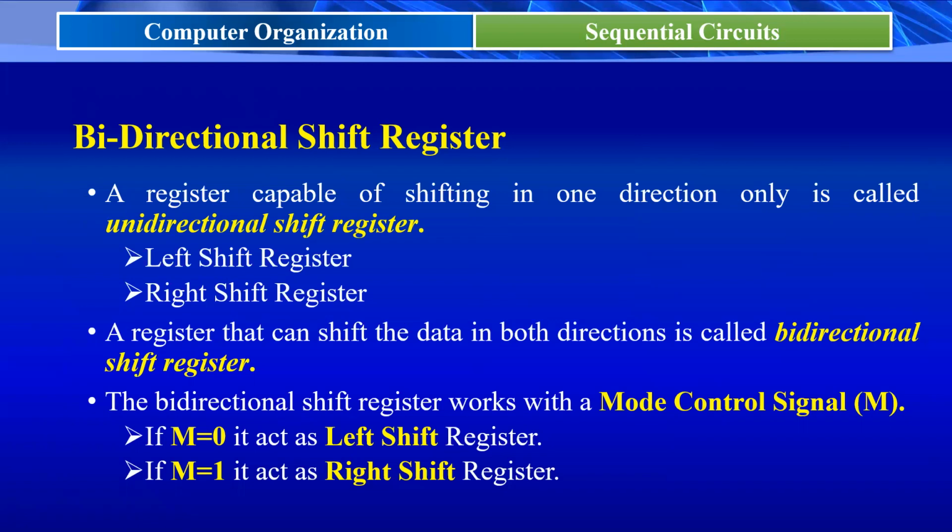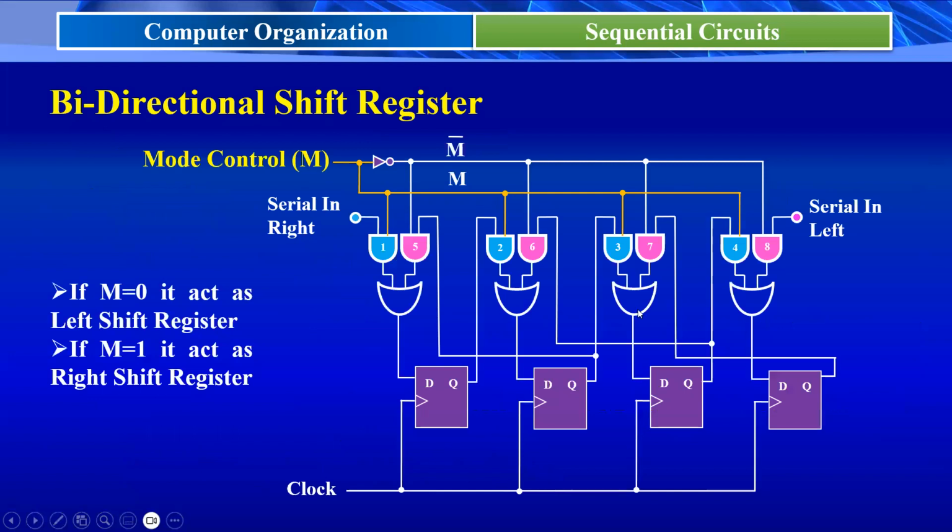In what direction we shift our data in the register depends on the control signal, the mode control signal M. If the mode control signal M is equal to 0, the register shifts the data to the left side. That means it acts as a left shift register. If M is equal to 1, it shifts the data to the right side, so at that time we can call that register a right shift register. So this is what the structure is.